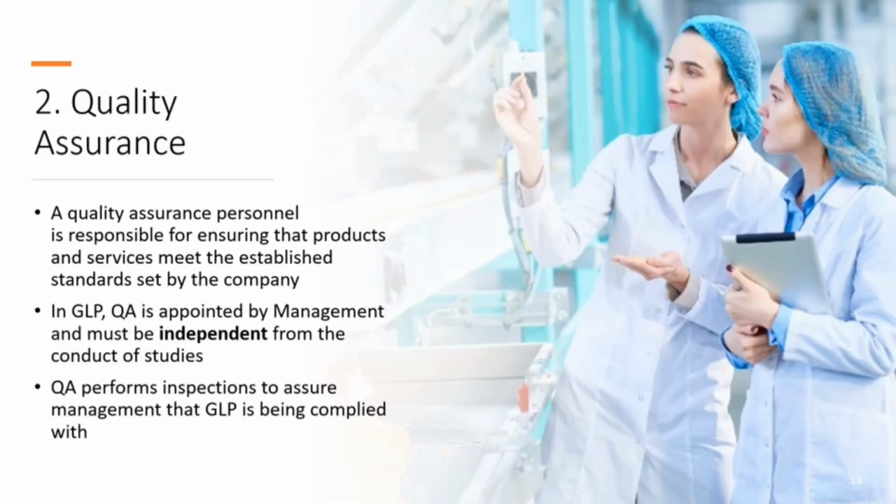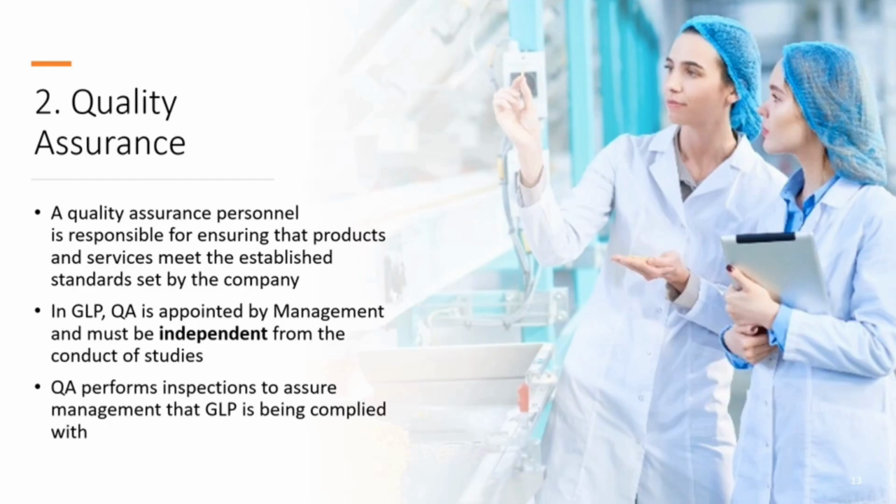Secondly, quality assurance. In general, quality assurance refers to any personnel who is responsible for ensuring the products and services meet the standards set by the company. Under GLP, QA will perform inspections to ensure that GLP is being complied with, and they report to the management. They should be independent from the conduct of the studies.